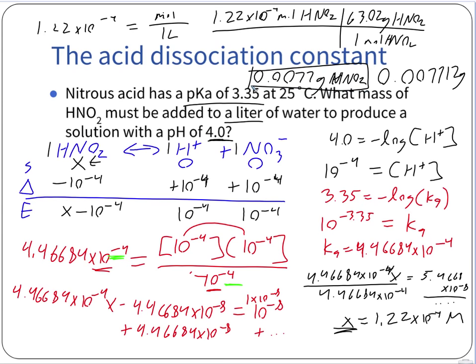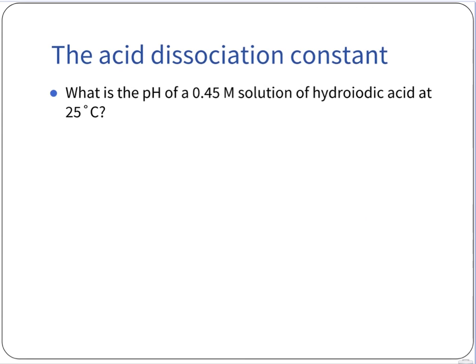So you can see they can get a little bit complex as we get through here, but really it's just the same stuff we've done back in equilibrium, plus a little bit on what we've got here. One last one. What's the pH of a 0.45 molar solution of hydroiodic acid at 25 degrees Celsius?